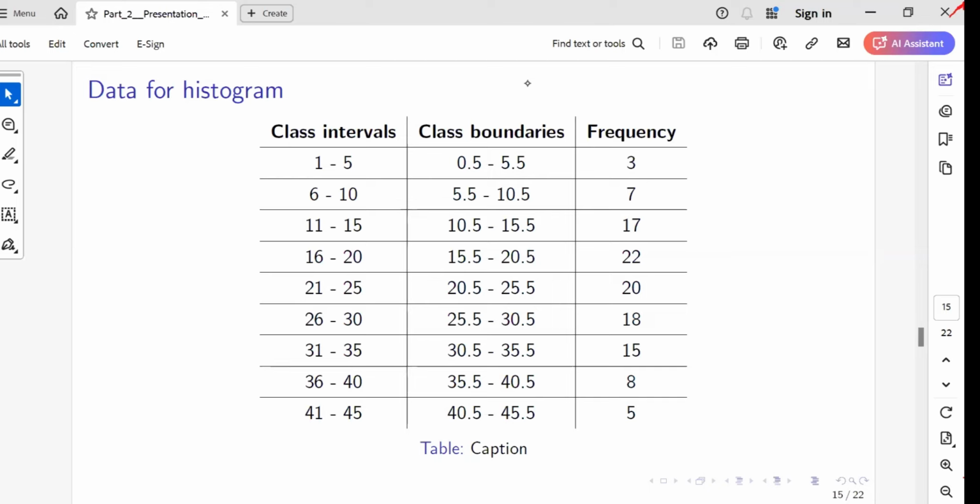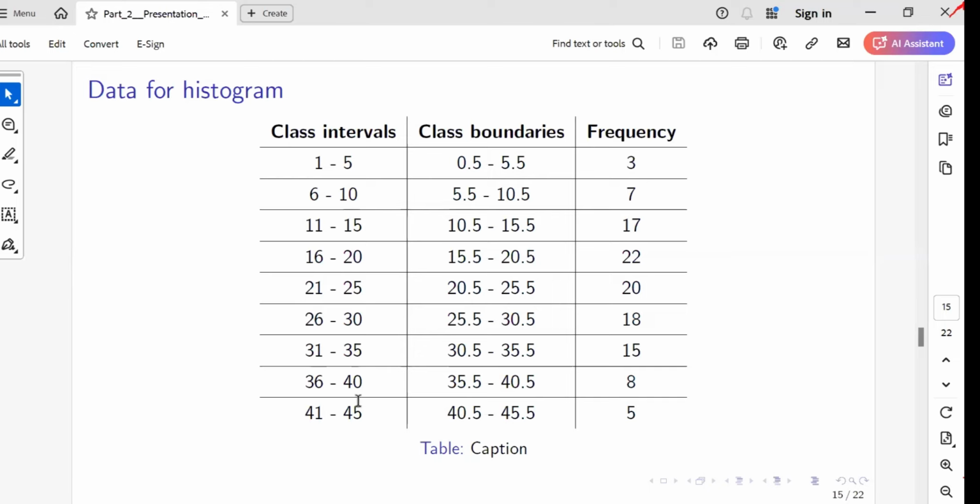Okay, so in the case of a histogram, we are not going to use simple data. We're going to be using grouped data. Data where we don't have the actual data points, but the points are grouped, categorized into groupings. So here we have data points from 1 to 5, data points from 6 to 10, data points from 11 to 15, and so on and so forth. The final data group is 41 to 45.